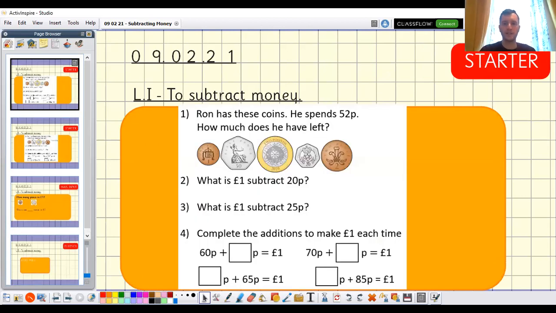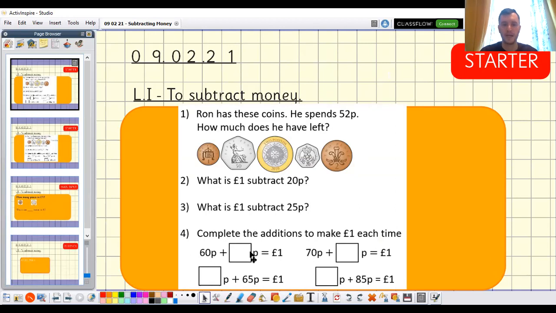As our starter activity, there are a few questions as usual to complete. Ron has these coins. He spends 52 pence. How much does he have left? Question 2. What is £1 subtract 20 pence? Question 3. What is £1 subtract 25 pence? And then question 4. Complete the additions to make £1 each time.